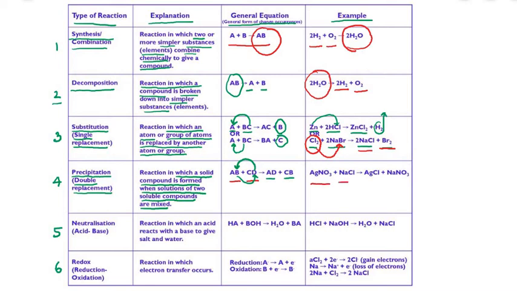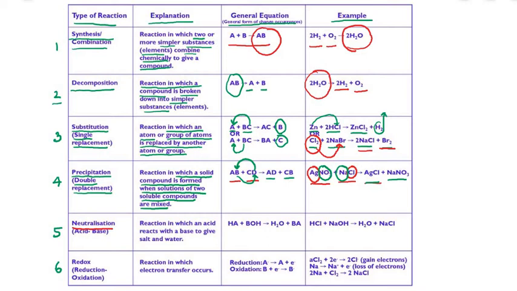AgNO3 when treated with NaCl, we are getting what? The compound AgCl, that is we have to understand here Ag is going to combine with this Cl and at the same time this Na is going to combine with what? NaNO3. So therefore we are getting silver chloride along with the formation of sodium nitrate. Is it clear, students? And the next one is with respect to neutralization reaction.